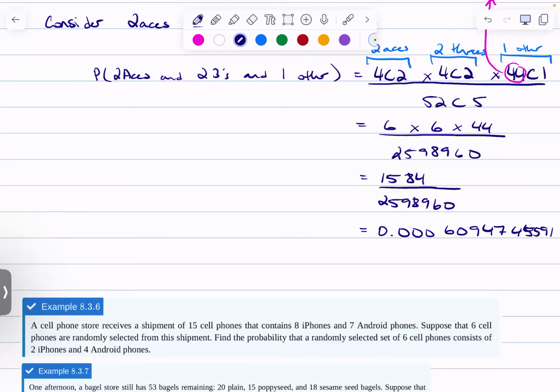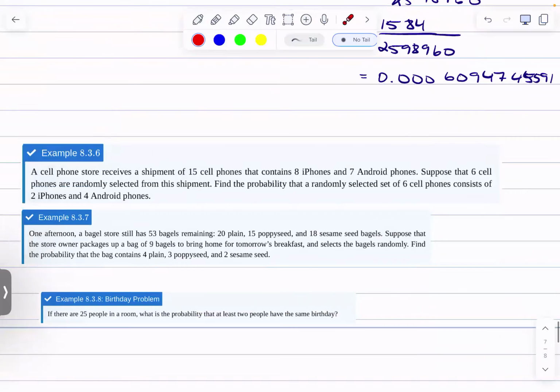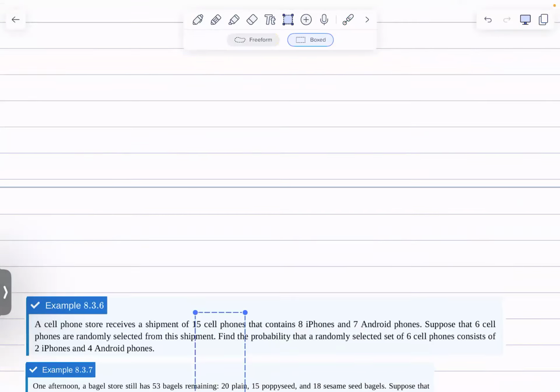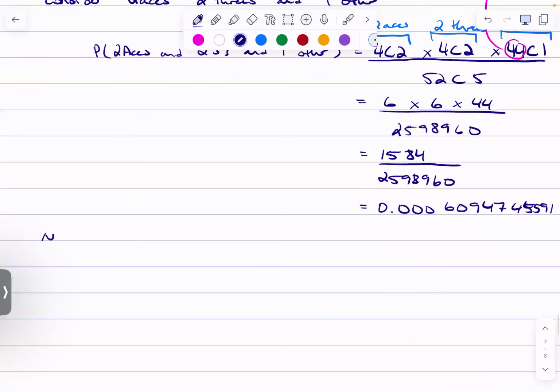That's for this specific hand, right? 2 aces and 2 3s. But now we need to extend it. Now we need to extend this scenario to any 2 pairs.